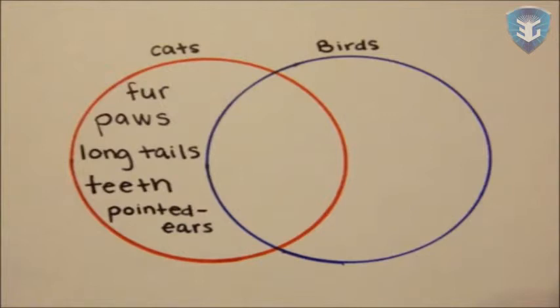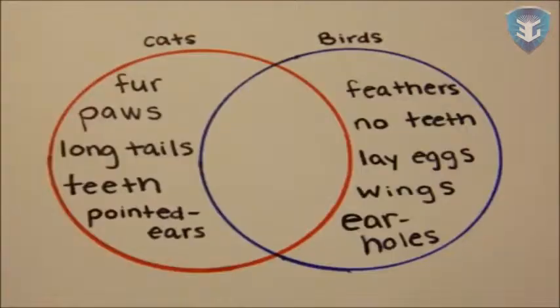In my circle entitled Cats, I wrote fur, paws, long tails, teeth, and pointed ears. The next step is listing the different characteristics of your second object. You write this list in the second circle, avoiding the overlapped area again. In my second circle entitled Birds, I wrote feathers, no teeth, lay eggs, wings, and ear holes.